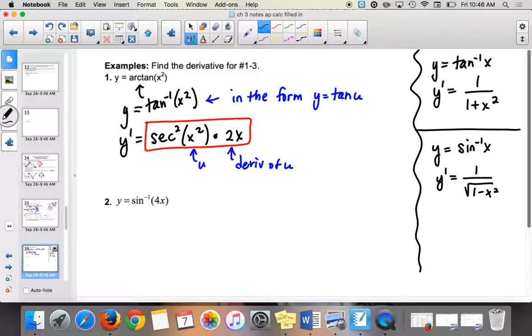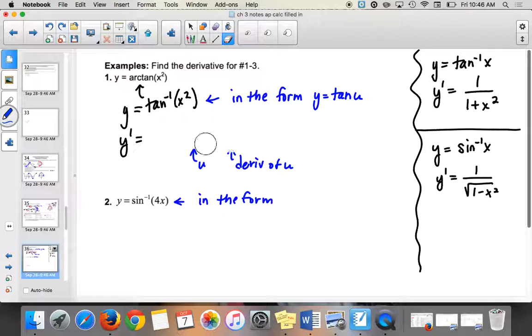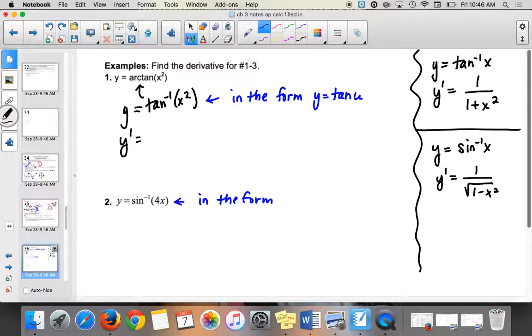All right, so the next one, this is in the form... Oh, why did I do that? Oh my gosh, I'm totally spacing out. You're right. I was thinking it was just tangent. Inverse tangent, what this whole lesson is on, right?